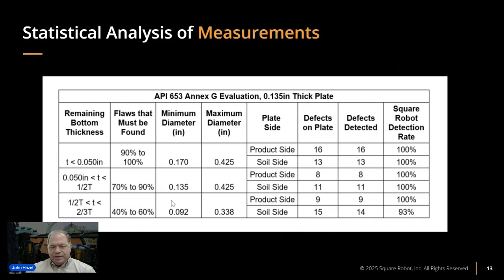Again, I think the main difference here is the diameter. So we know the smaller the diameter, the more difficult it's going to be for us, especially because we're dealing with hemispherically shaped discontinuities here that return just a very, very small amount of sound for us to detect and measure.